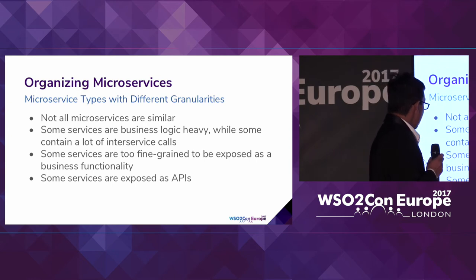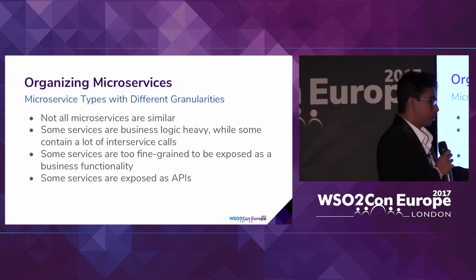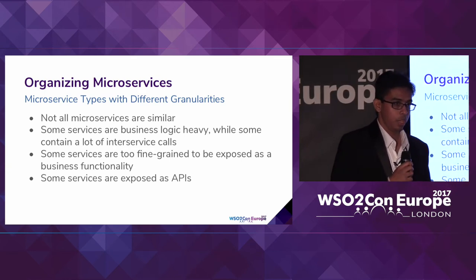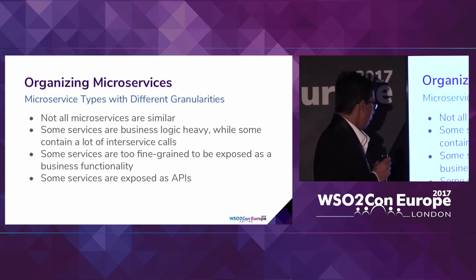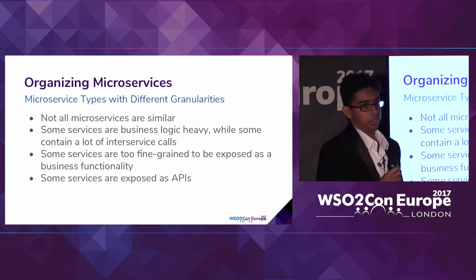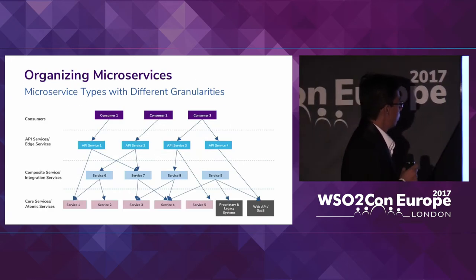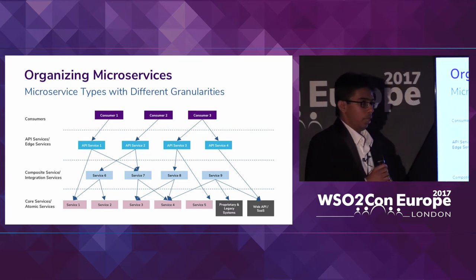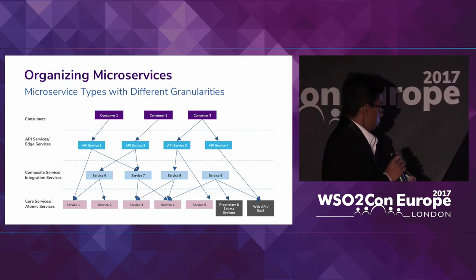And the other aspect is most of your microservices are too fine-grained to be exposed as an API. That means you need to create some compositions out of that. And only some set of your services are exposed as APIs too. So based on these observations, we can come up with this kind of an organization for microservices.